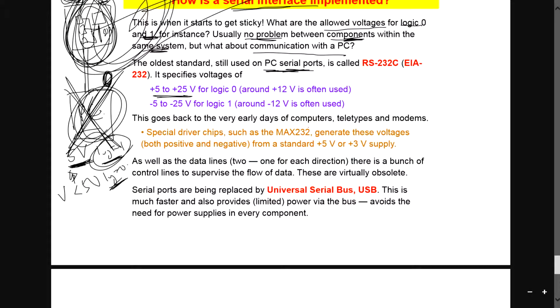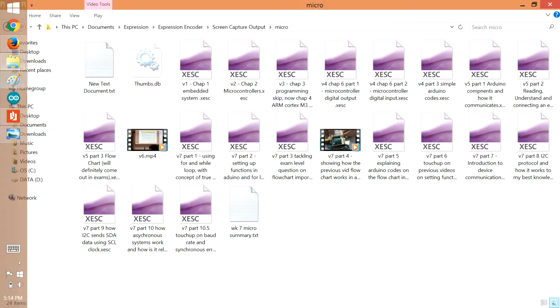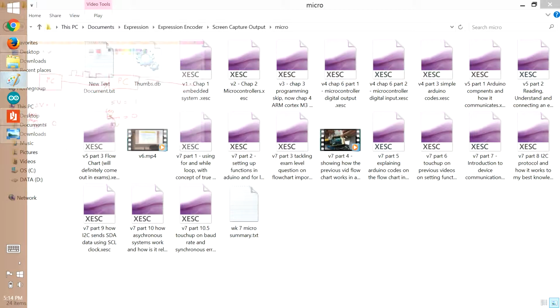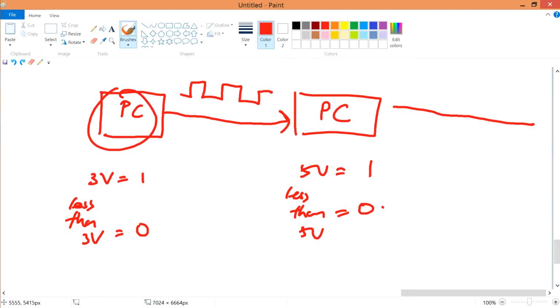Therefore, what they did was introduce the USB, the Universal Serial Bus, so that you can convert the voltages to whatever voltages you are looking for between different computers. This method is faster and also provides limited power through the buses. Limited power meaning, for example, you would ensure that for both PCs, in order for the logic to be high, it must be 4 volts.